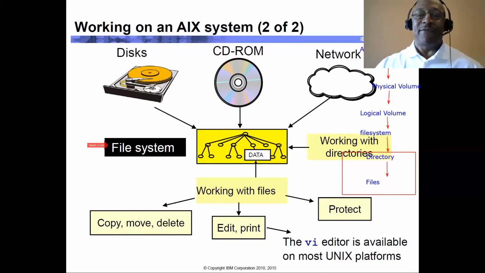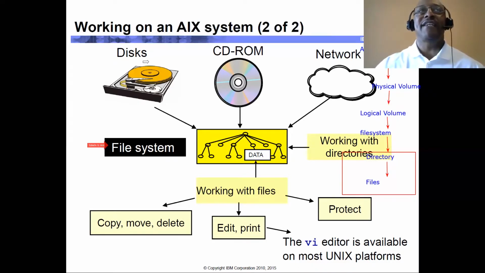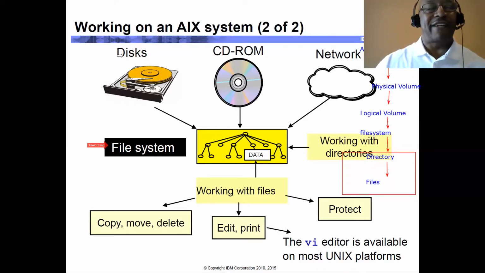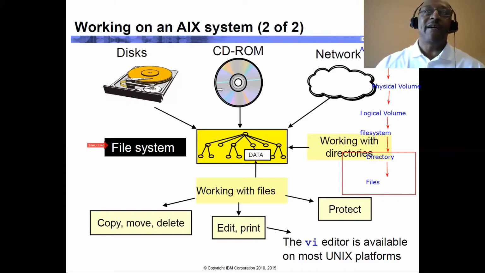So in other words, instead of having all our data within one file system, we can have different file systems. What they're showing you here is we have different file system types. The file system can be hosted on a disk, like for example, in our case, a JFS or a JFS2 file system. It could be a CD-ROM file system. It could be a network file system, for example, like NFS.